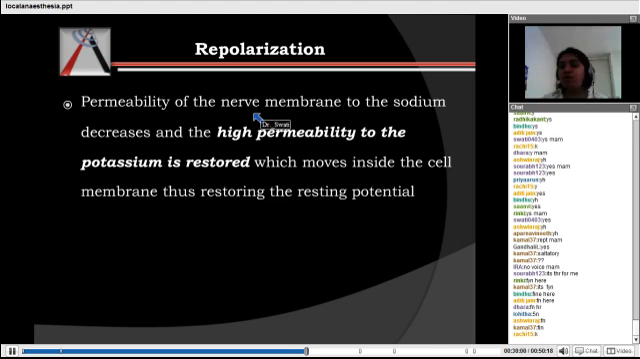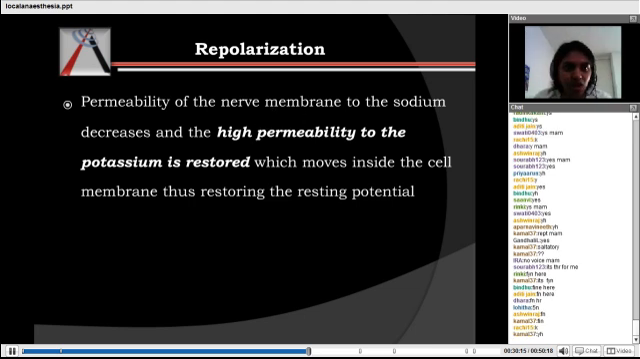Now, that was about the other things. Now, if you talk about repolarization, think about repolarization. What is repolarization? Now, all your sodium has gone inside, your interior of the nerve has become less negative. How much it was?